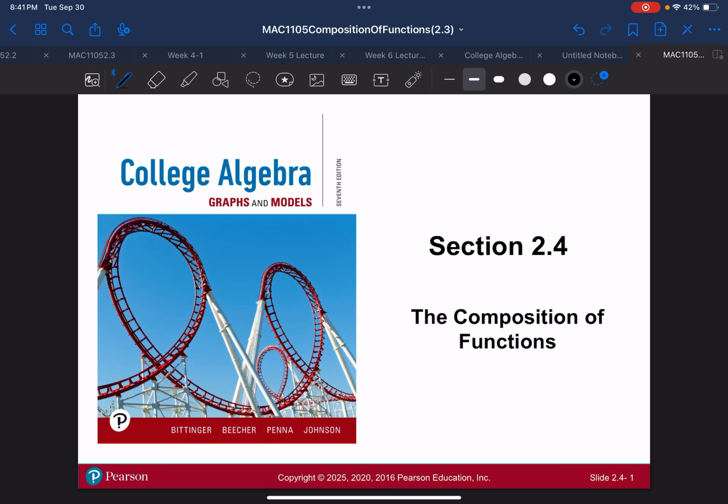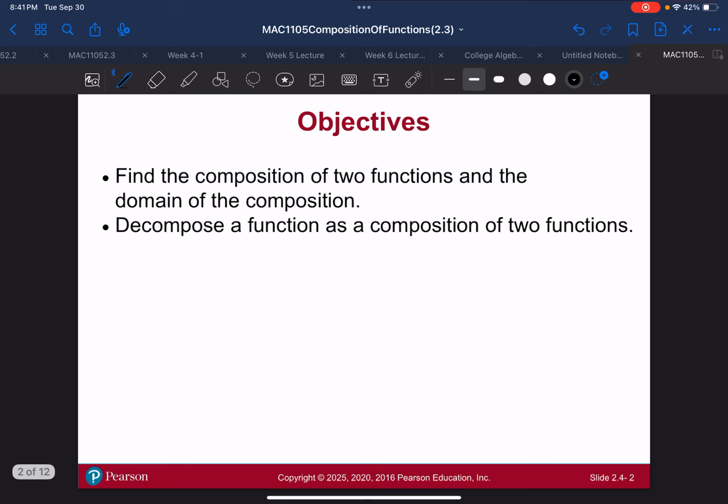Okay, so in this video, I'm going to be going over what is actually called section 2.3 in your assignments, but it's titled The Composition of Functions in Pearson for your section 2.3 assignment. So in this section, we're going to be learning how to find the composition of two functions and what that means. And then also how to find the domain of those compositions. And then we're going to learn how to kind of go backwards and decompose a function that is a composition of two functions.